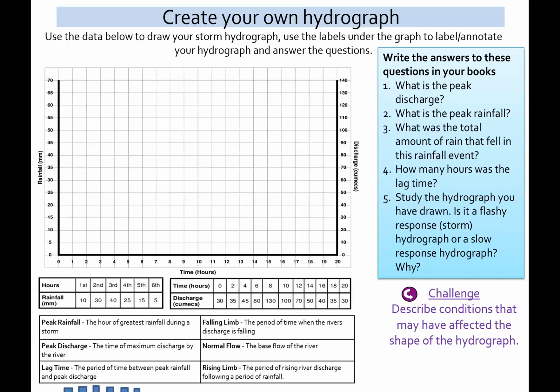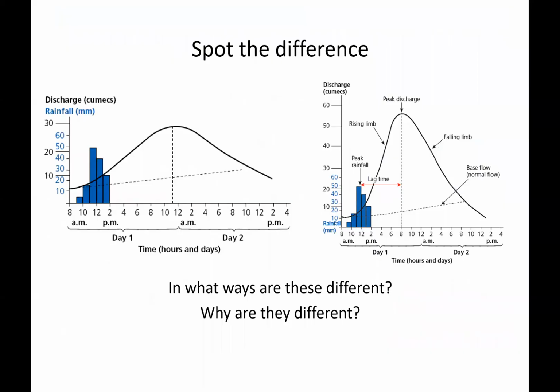Last thing is you're just going to have a look at 2 different hydrographs and you're going to spot the difference. So I would like you to write this as a comment for me on Show My Homework, just so I can check your understanding of hydrographs and what they show. So in what ways are those two hydrographs different? Remember, use the key terms: rising limb, falling limb, peak discharge, peak rainfall, lag time, flashy, slow response. For example, does one of them have a shorter lag time? And then why are they different? So why is this on the left a different shape to this one on the right?